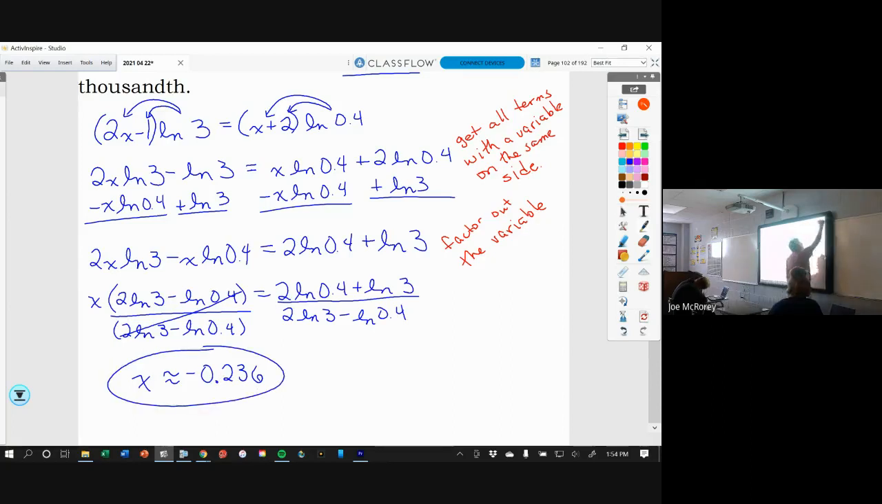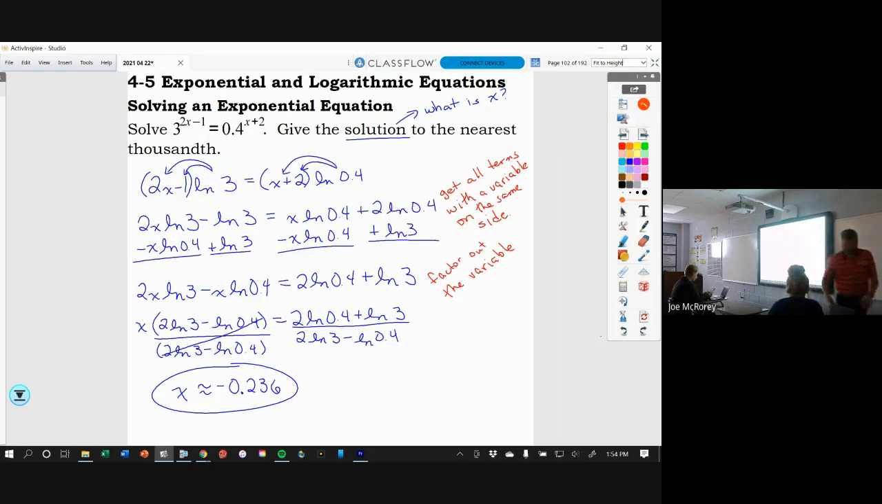Wait, I'm so confused. I think I typed it in wrong. That's 0.04. It's supposed to be 0.4. So press second enter, and you go back and change it. All you have to do is put 0 point instead, and it should fix it. Enter. Oh, okay.